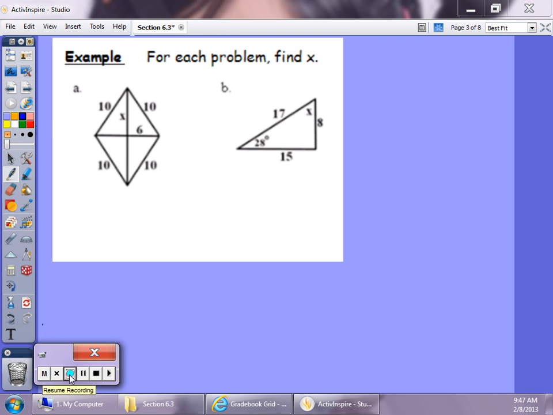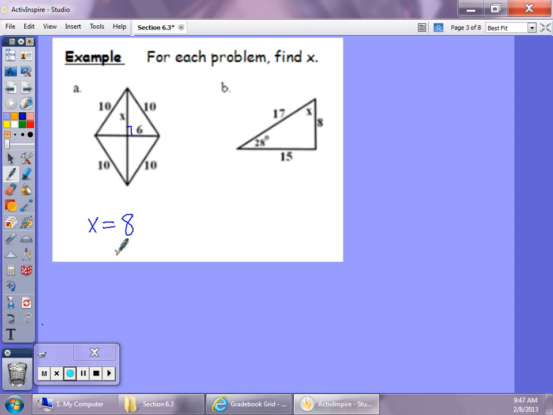Let's take a look at an example. For each problem, let's find x. In example A, we know that this is going to be a rhombus since all four sides are congruent. Therefore, we know that the diagonals are perpendicular to each other. So therefore, we can conclude that these are right angles. So now that we know that this triangle is a right triangle, we can use our Pythagorean triples. So if you remember from the previous slide, a 6, 8, 10 triple will give you a right triangle. So x is going to equal 8.